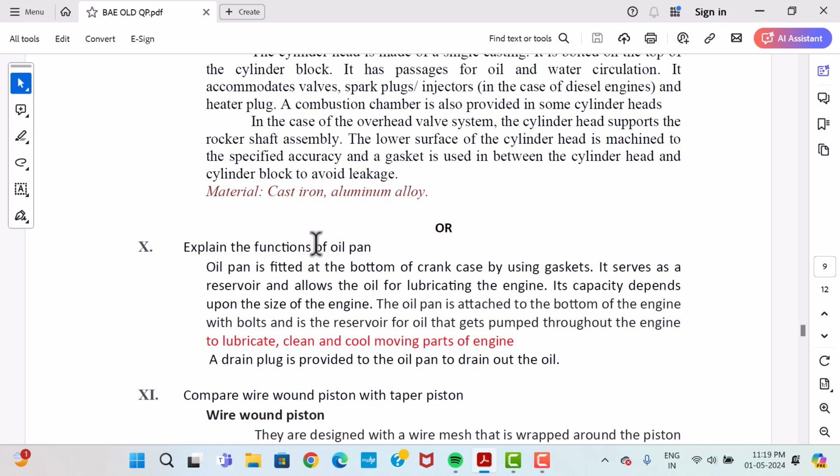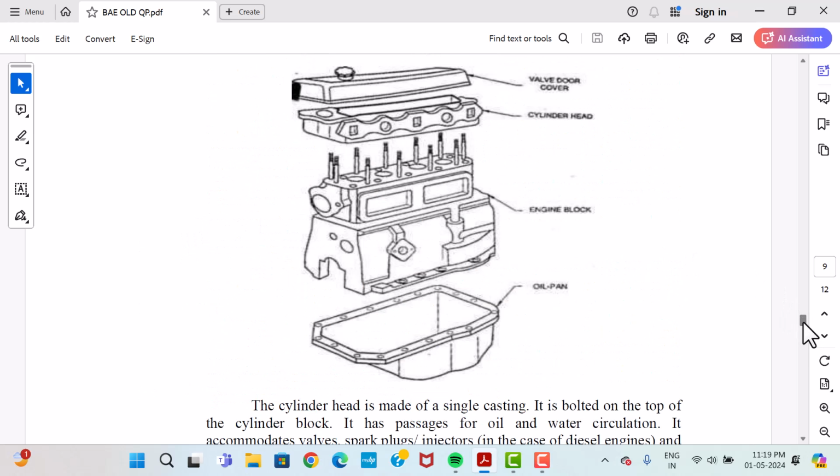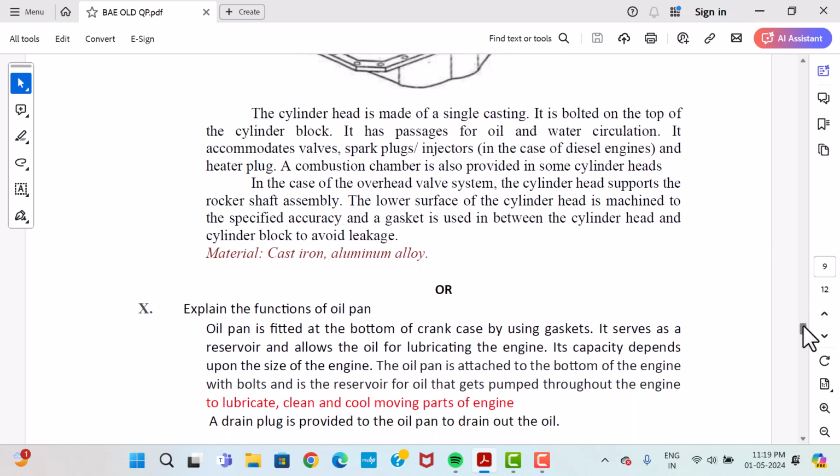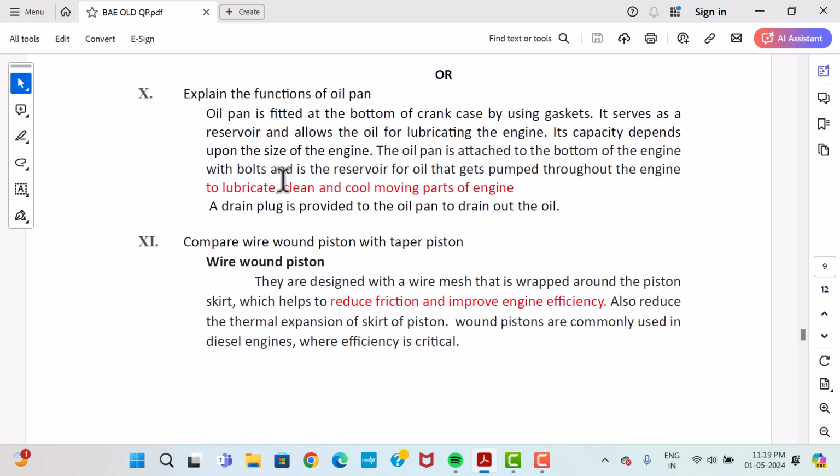The 10th question: explain the functions of the oil pan. This is here in this figure. I already told you this is an oil pan. What are the functions of the oil pan? That is the question. The oil pan is fitted at the bottom of the crankcase by using a gasket. It serves as a reservoir and allows the oil for lubricating the engine. Its capacity depends upon the size of the engine.